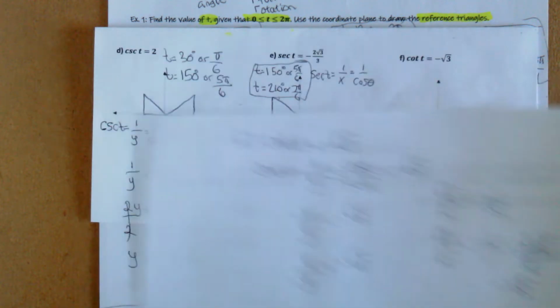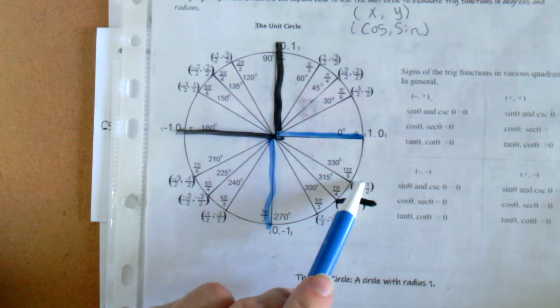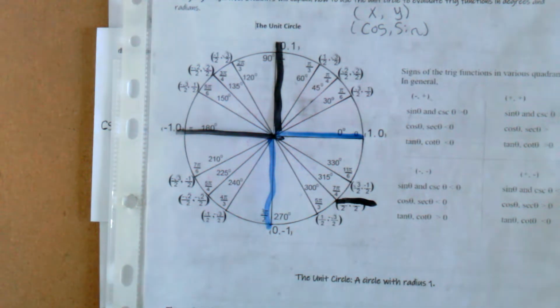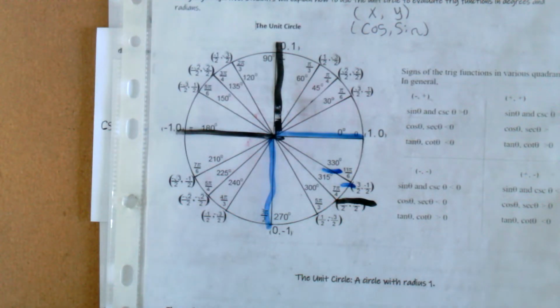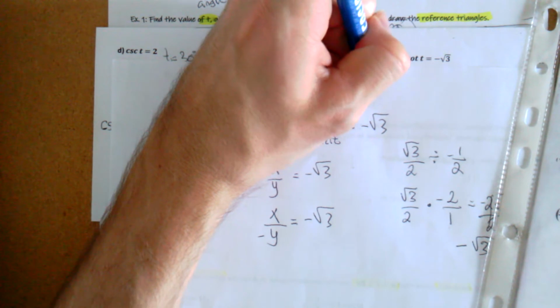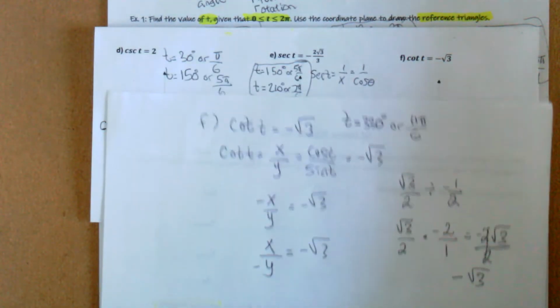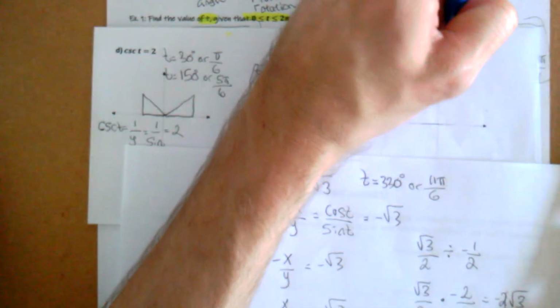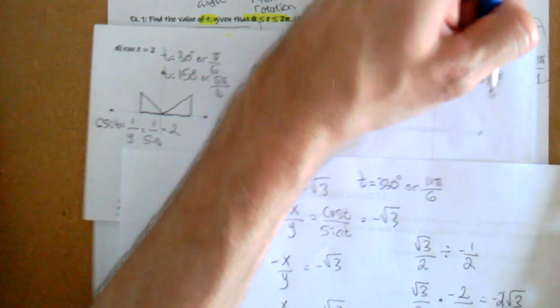So that tells us that 330 degrees is one of our answers. Because when we divide the square root of 3 over 2 by negative 1/2, we end up getting negative square root of 3. So t can be 330 degrees, or 11 pi over 6 radians, same thing. I'll go ahead and write that on the paper as well, page 42. So t is equal to 330 degrees, or 11 pi over 6 radians. Okay.